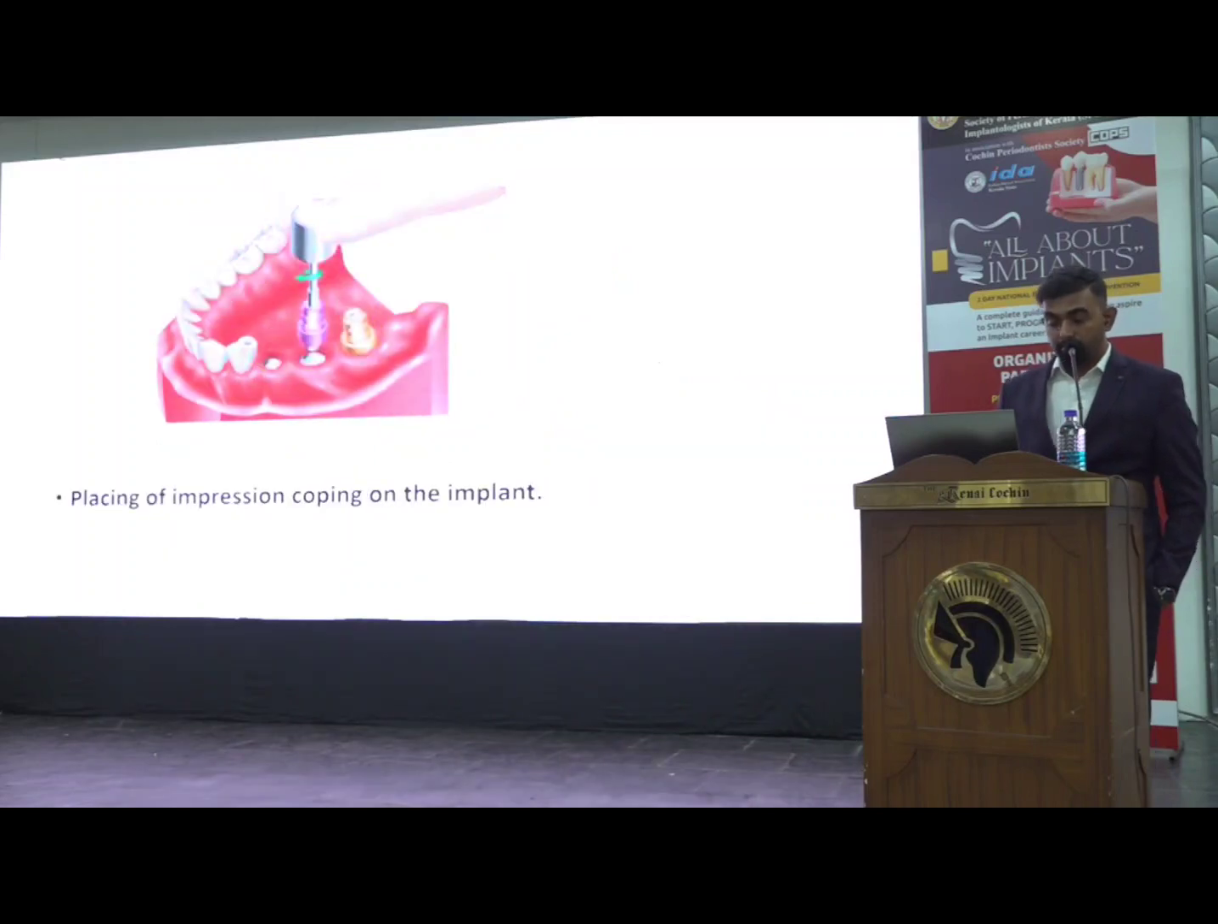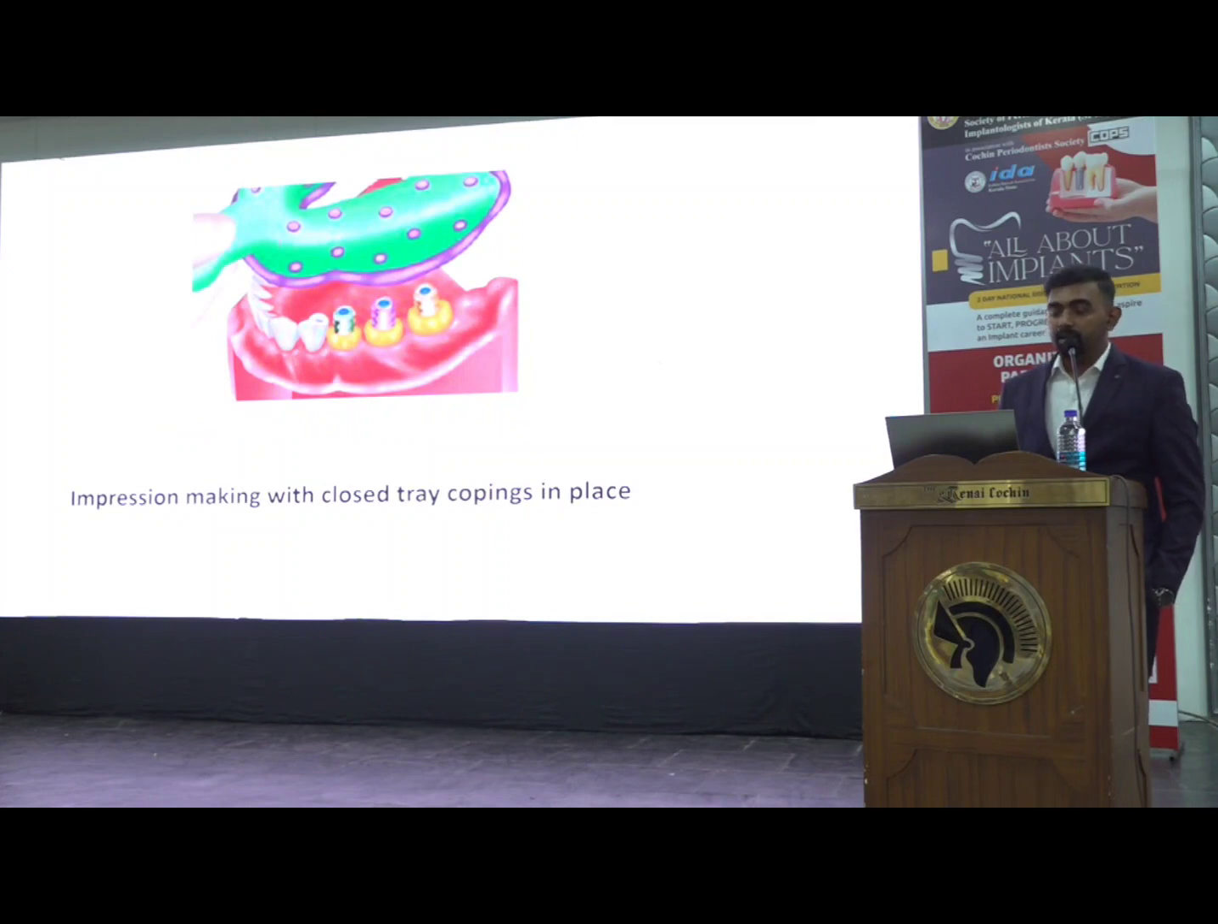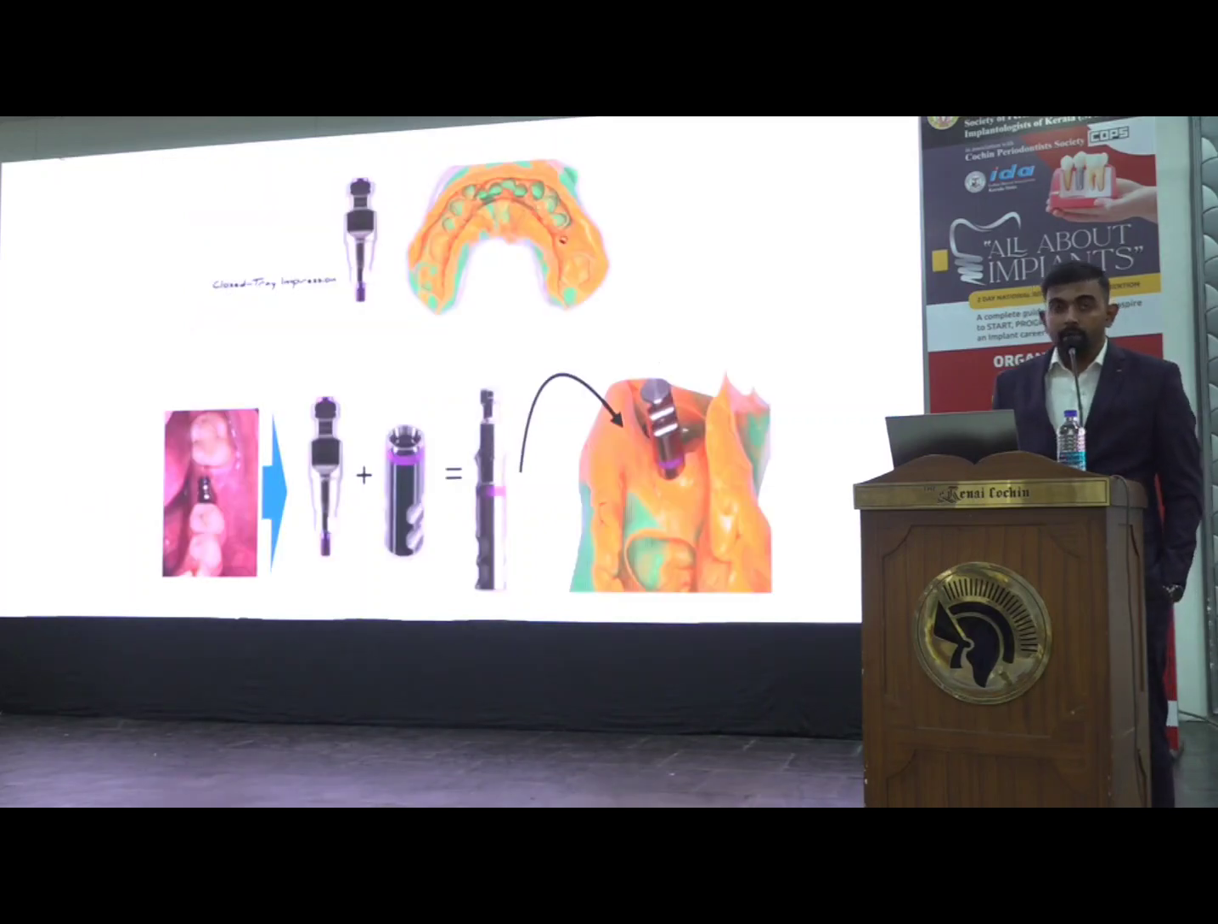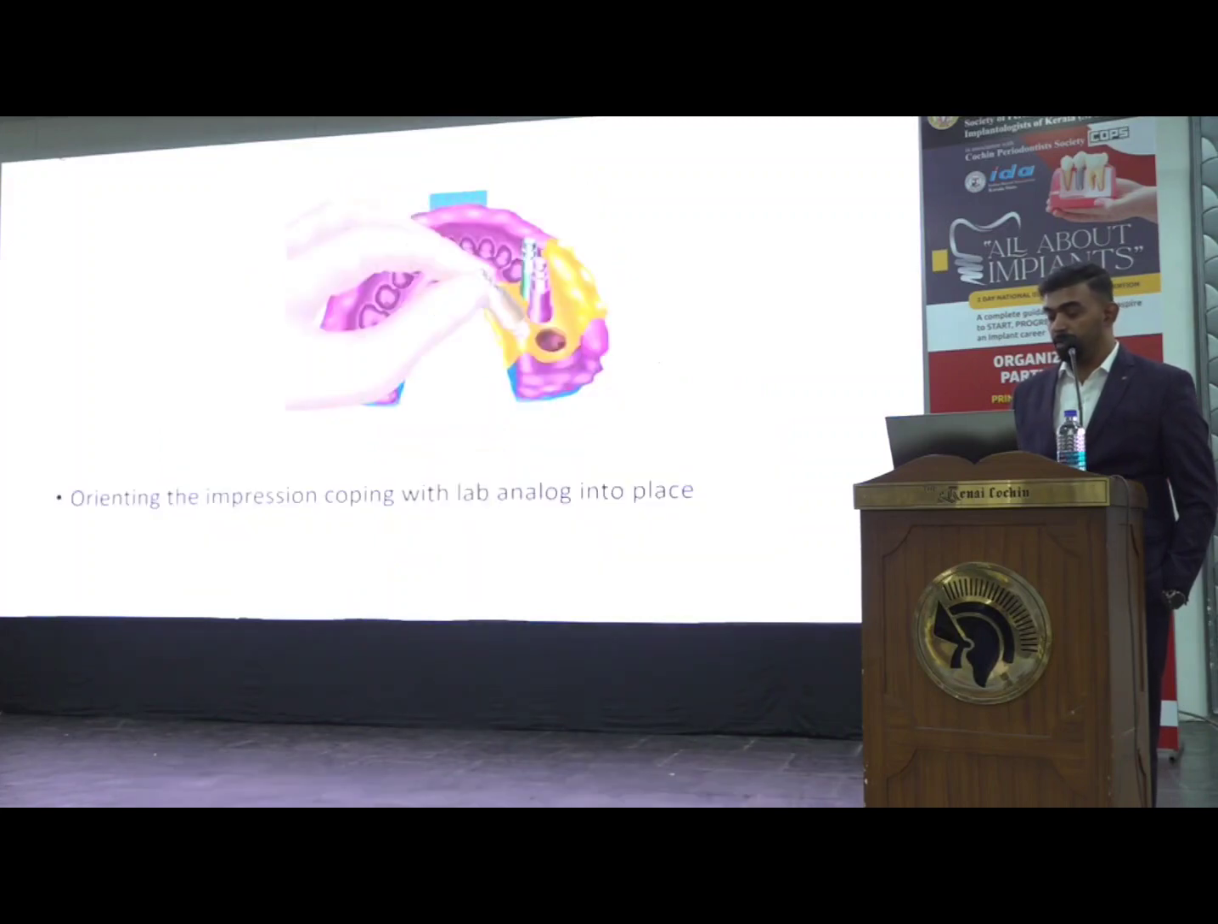Once again, remove the gingival former, place the closed tray impression coping, apply light body and load the tray with heavy body, place it in the patient's mouth and remove the impression once polymerized. After that, remove the closed tray impression coping from the patient's mouth, attach it with the lab analog and reseat this assembly into the impression. That is the closed tray impression, orienting the impression coping with the lab analog into place. That is closed tray.